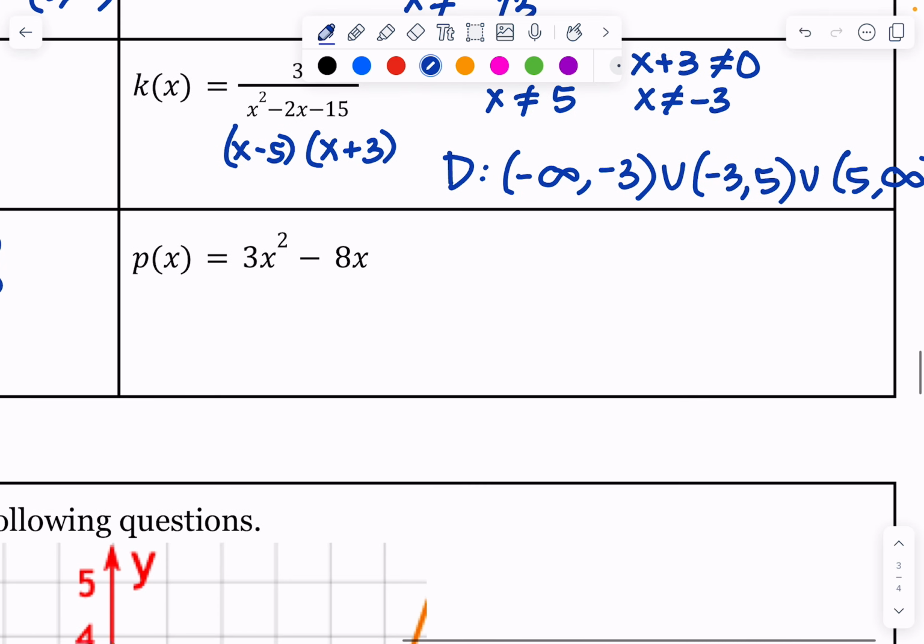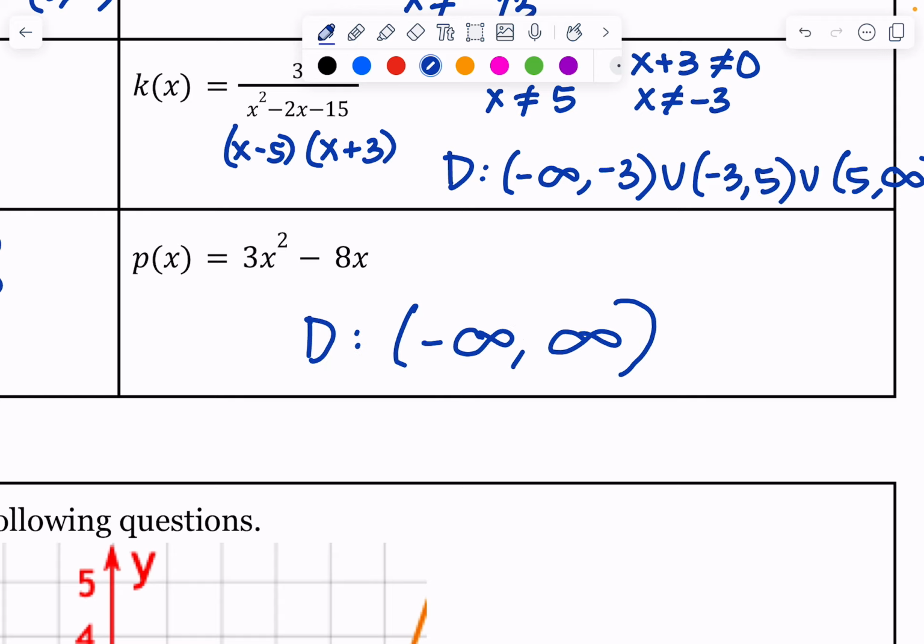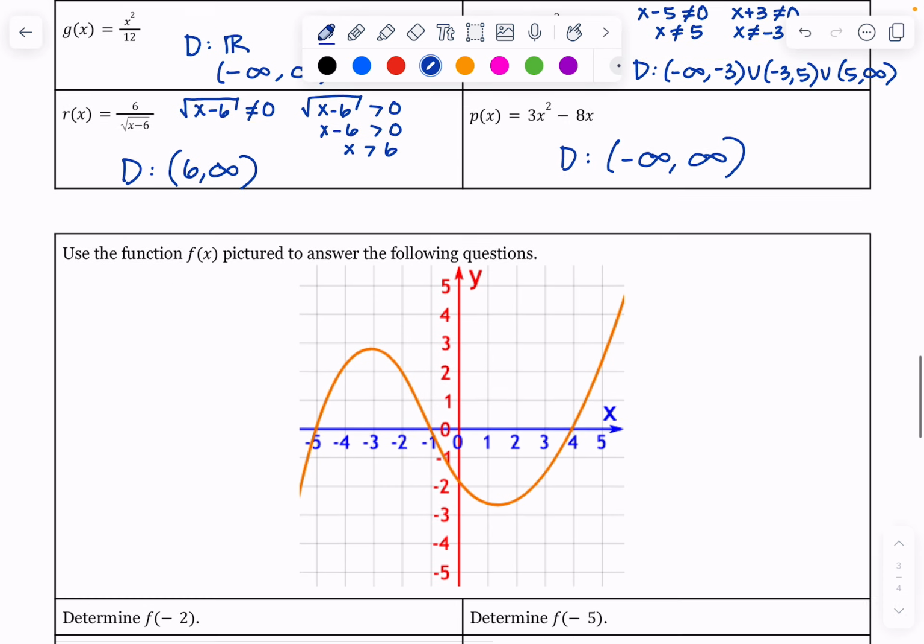Last one, 3x squared minus 8x. There's no denominator. There's no square roots. There's really no restrictions on this equation. So our domain is just all real numbers, or negative infinity to infinity.